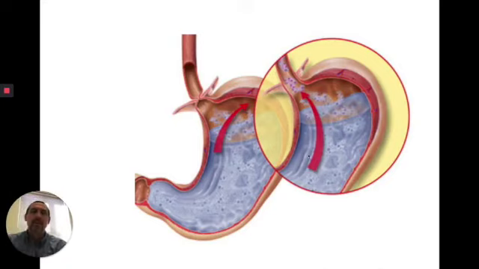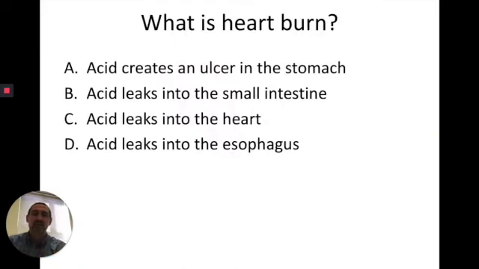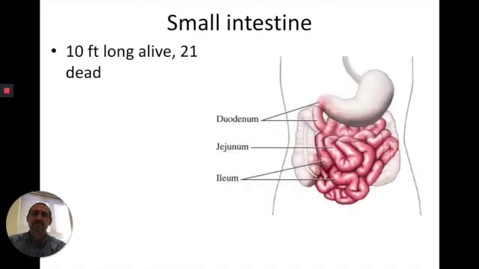Occasionally, the stomach contents will leak into the esophagus. We normally call that heartburn because that stomach acid is burning the esophagus as it leaks through that esophageal sphincter. After leaving the stomach, the food enters the small intestine. The small intestine is about 10 feet long if you're living, and once that muscle relaxes, 21 feet when you're dead.